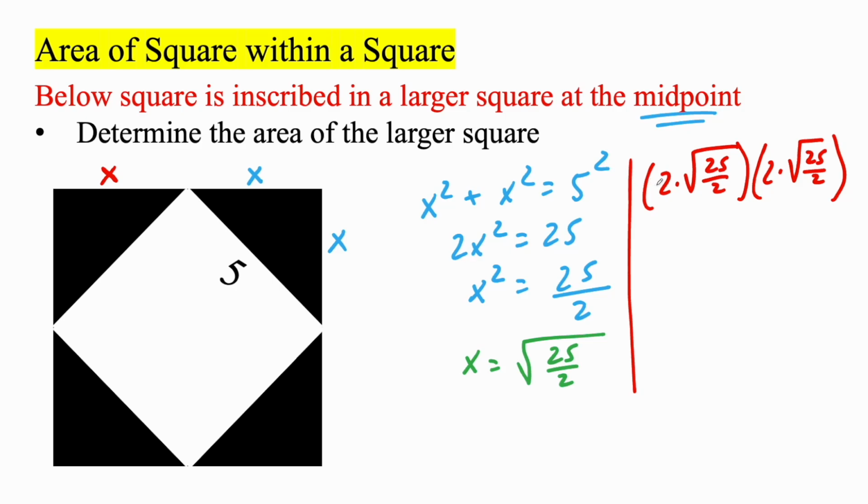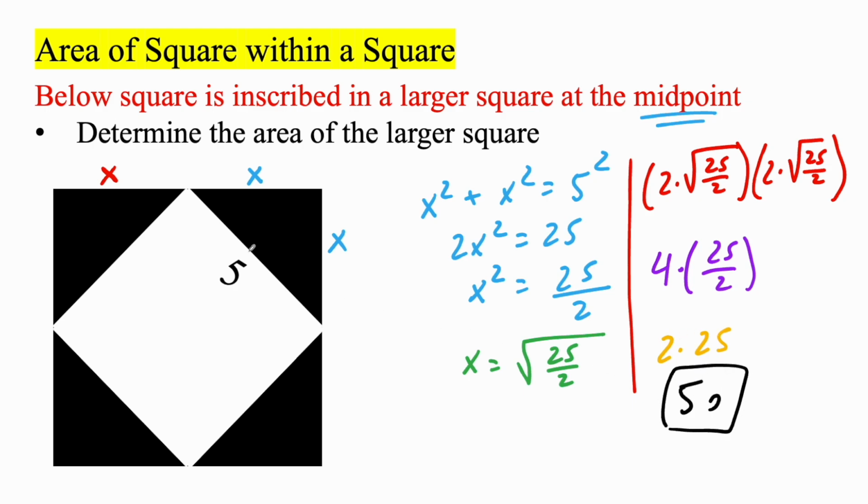At this point we just multiply it out. 2 times 2 we get 4, times this piece and this piece, you get rid of the square root, so we get 25 divided by 2, close it, and 4 divided by 2 is 2, so we have 2 times 25, and 2 times 25 is 50. And so our final answer, the black square, which includes the white square, is 50. Also, as a side note, the white square, 5 times 5 is 25, and so we see that the larger square is double the smaller square.